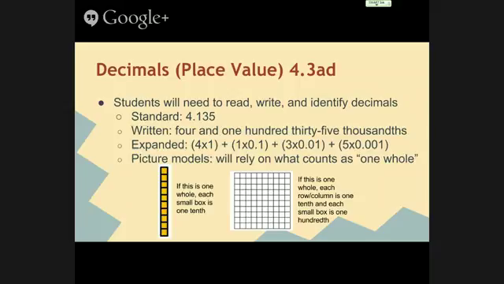The picture models, what's going to confuse them most is going to be what counts as one whole. If this long strip counts as one whole, then each little square within the long strip counts as 1/10 because it takes 10 little squares to make the one whole strip. But then occasionally they will see, I call this one a grid. They will see 100 of them. So a whole row now counts as a tenth, and each little box counts as a hundredth.